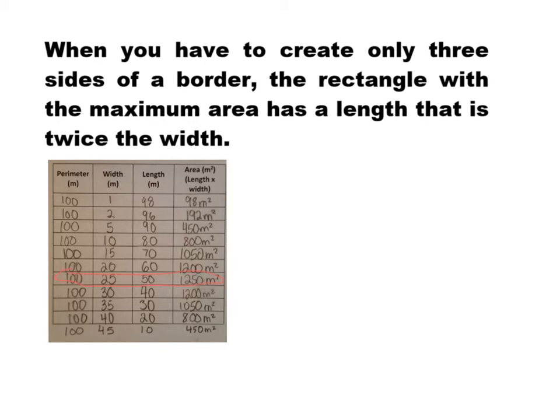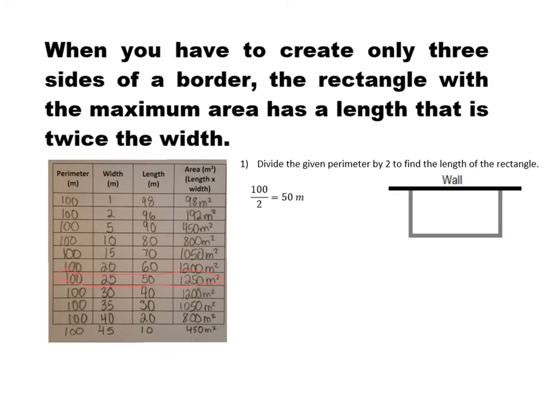Again, making a chart like this is very inefficient. A more efficient method for finding the dimensions and the area of a rectangle with only 3 borders is to, 1. Divide the given perimeter by 2 to find the length of the rectangle. So if I'm looking from above and I'm only making the gray parts of the rectangle that you see here, I have identified that this side here is 50 meters.